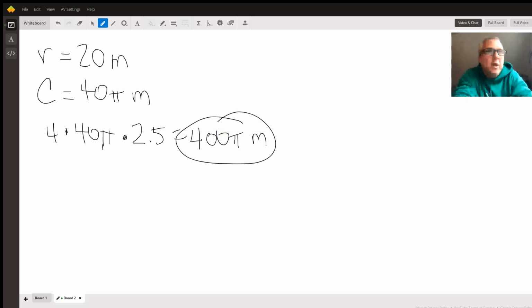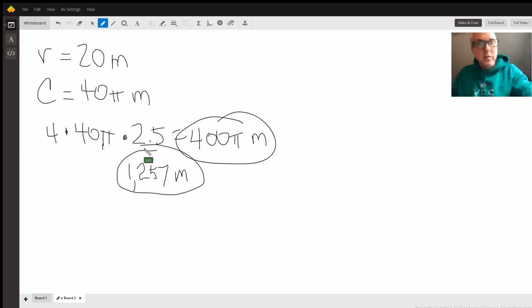You could give an approximation of that answer by using a calculator and doing 400 times pi. And your calculator will tell you that that's approximately, rounding to the nearest meter, 1257 meters in 2.5 minutes.